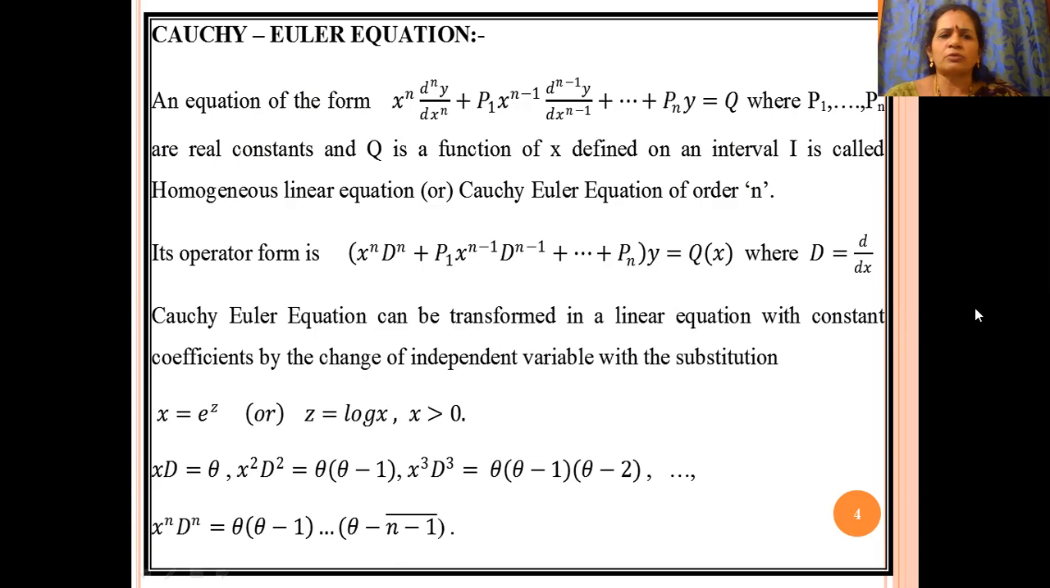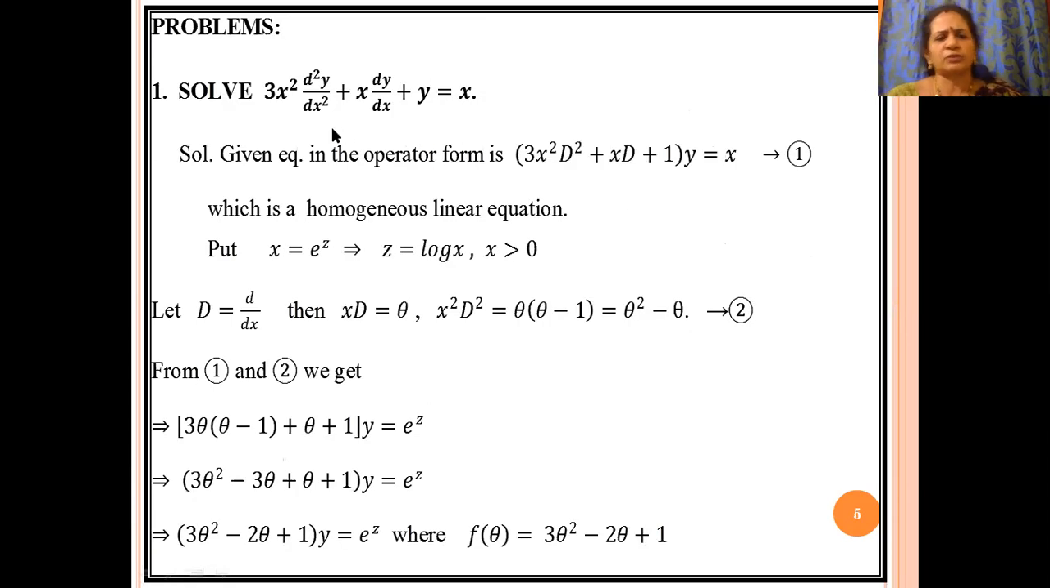Okay. Now coming to the problems. First one, solve 3x square into d square y by dx square plus x into dy by dx plus y is equal to x.